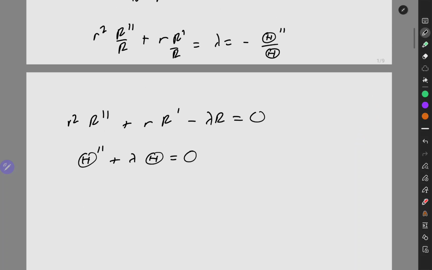So these are the two second order linear homogeneous ODEs, probably spelled that wrong.